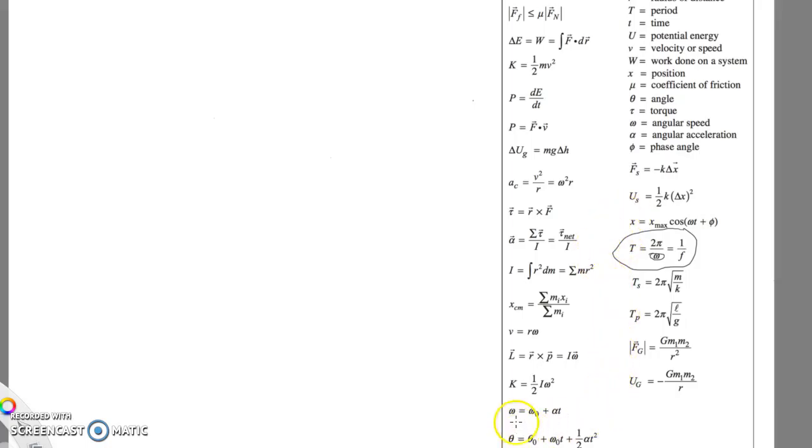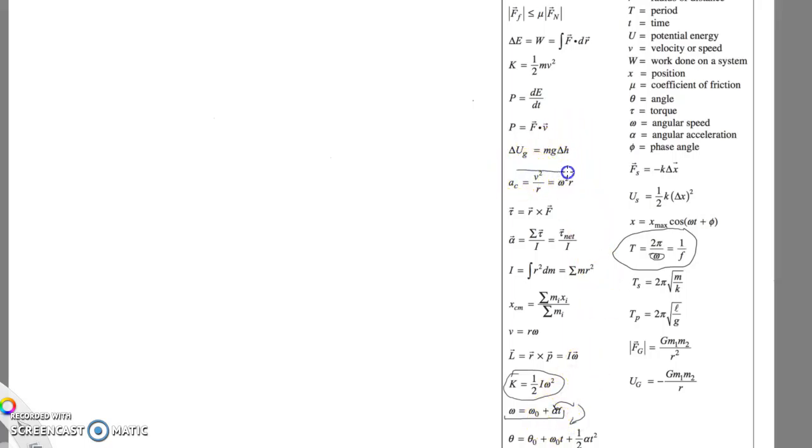Let's see other rotation stuff. So this is how you calculate the rotational kinetic energy of something. We can do rotational kinematics if you have a constant angular acceleration. Same thing with this equation right there.